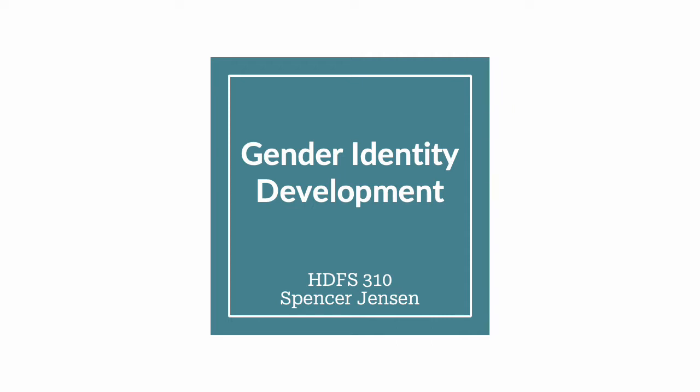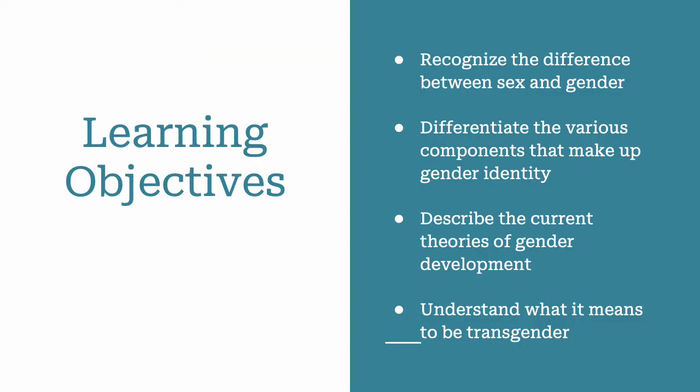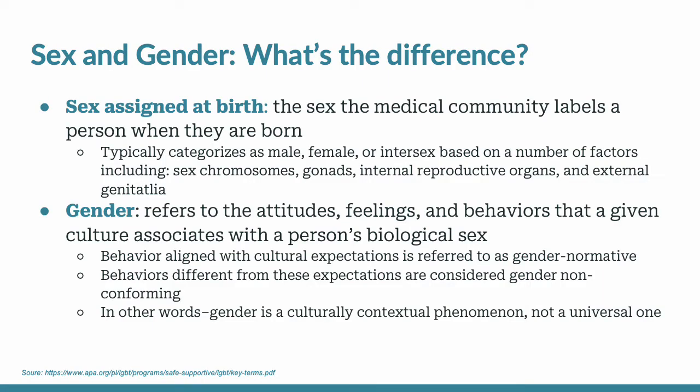This week, we will be learning about gender identity development, specifically in middle childhood. The learning objective for this week in this PowerPoint is for students to be able to recognize the difference between sex and gender, to be able to differentiate the various components that make up one's gender identity, to describe the current theories of gender development and compare and contrast differences, and to understand what it means to be transgender. So let's get started. First up is sex and gender.